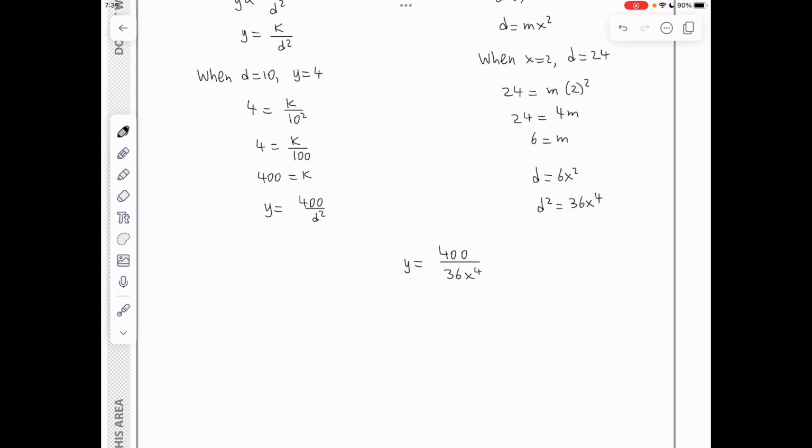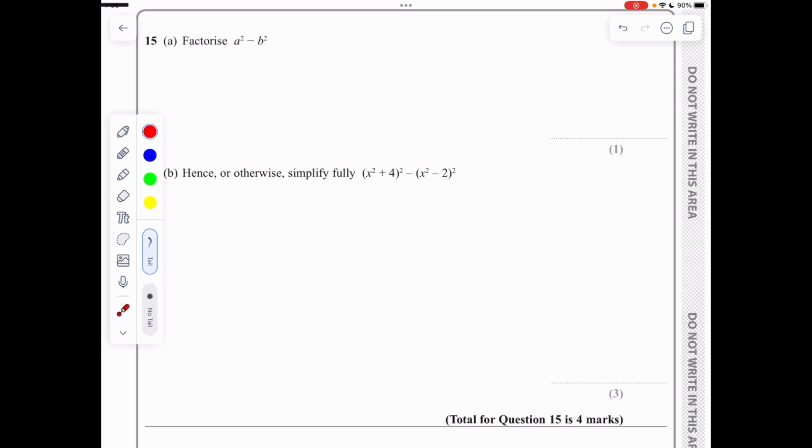Remember, we're looking for a simplified answer. Now 36 and 400 have a common factor of 4. So this is 100 and this is 9. And this leads to y is 100 over 9x to the power of 4. In 15a, we're asked to factorize a squared minus b squared. We should recognize this as the difference of two squares, which factorizes into a minus b brackets a plus b.